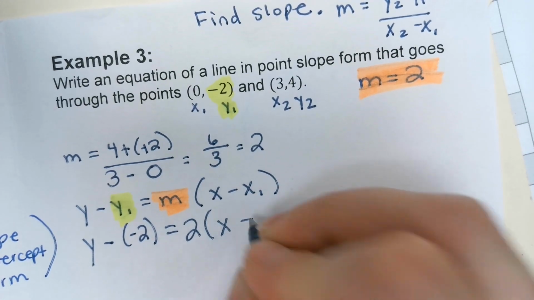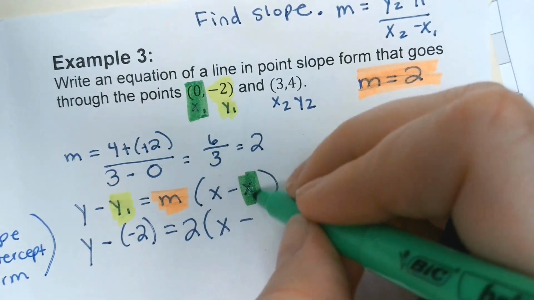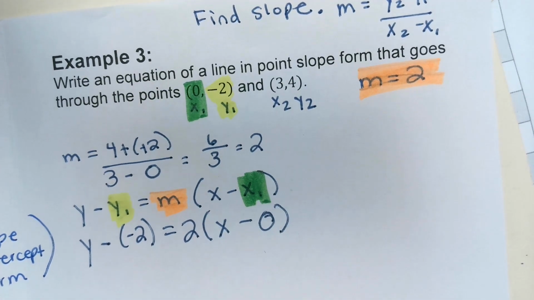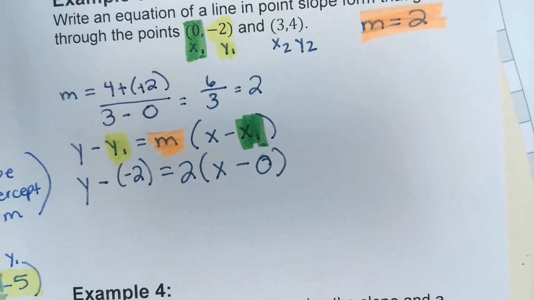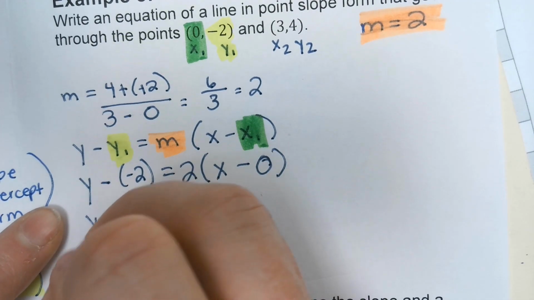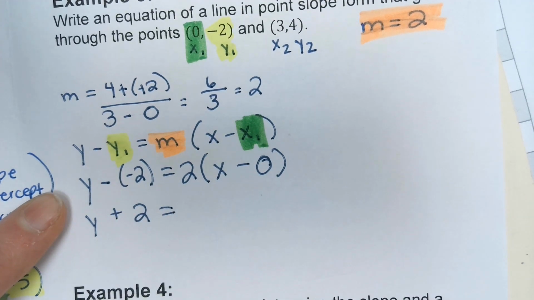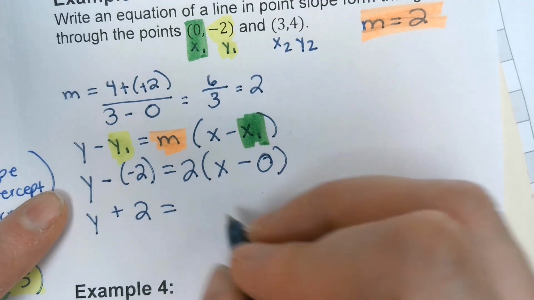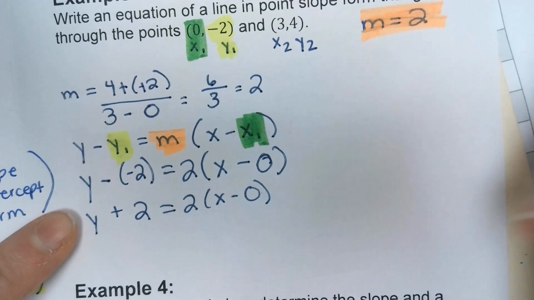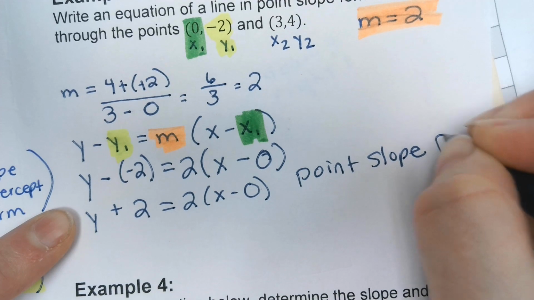Parentheses, x minus x1 is 0. So we're going to go ahead and simplify. So this would be y plus 2 equals 2x minus 0. So that would be our point slope form. But really, we don't need that 0. But let's just go with it.